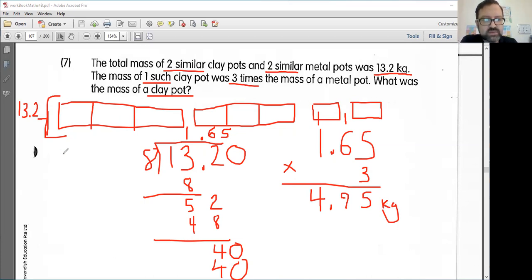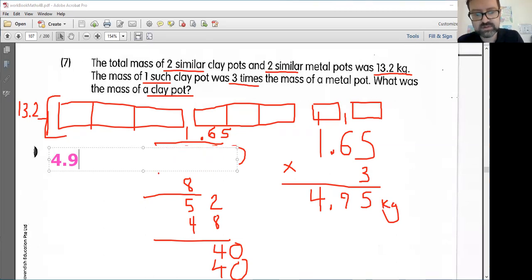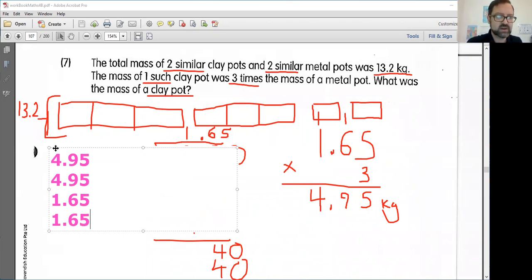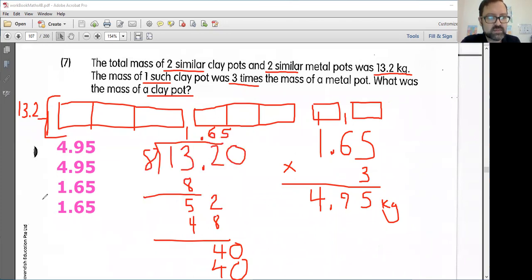Let's see, 4.95. Here, let me actually do it this way. 4.95 is 1 clay pot. I have 2 clay pots, 4.95. And then I'm saying that 1.65 and 1.65, all of this should add up to 13.2, if our math is correct. Because we have these 2 clay pots, which are 3 times the amount of a metal pot. Okay, that makes sense. And then I've got 2 metal pots over here.